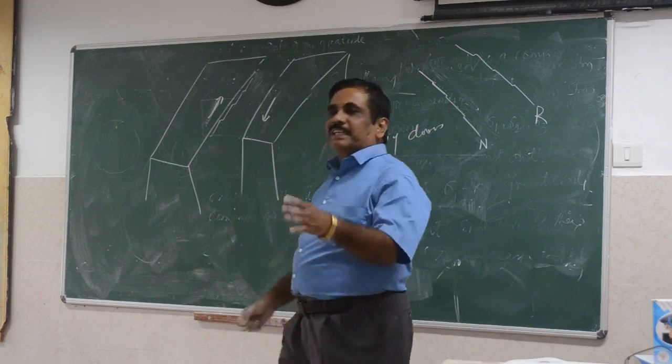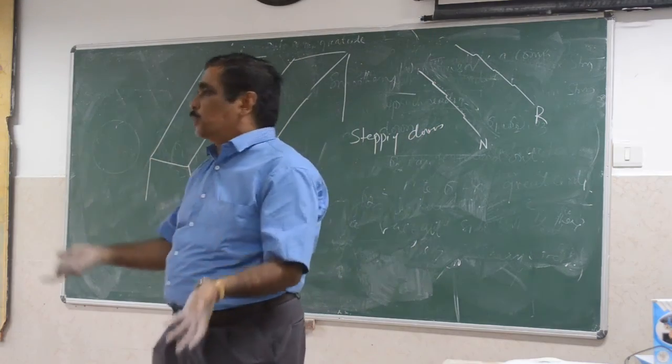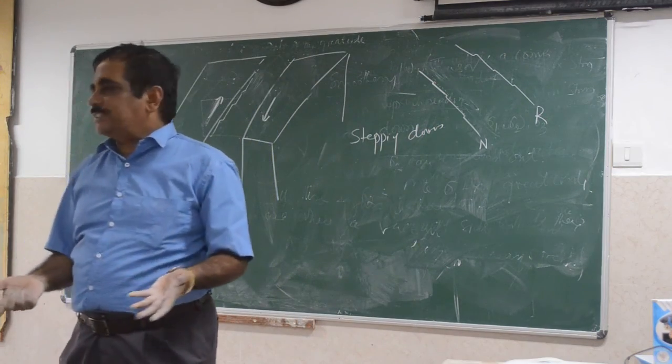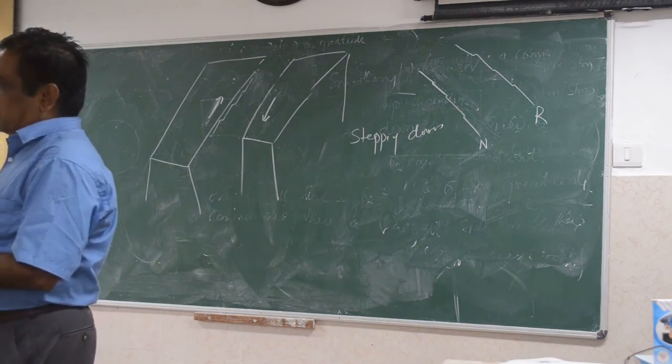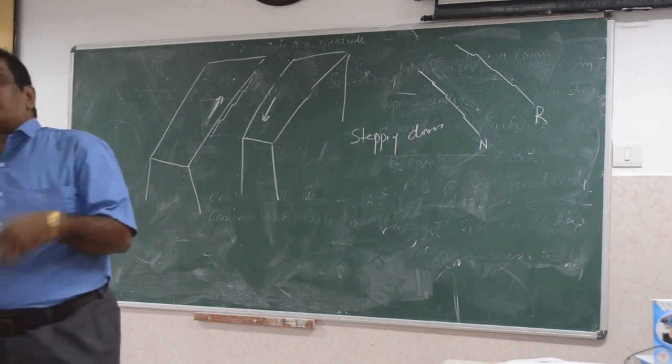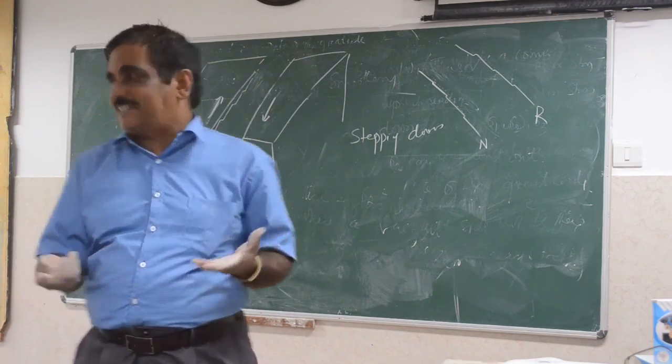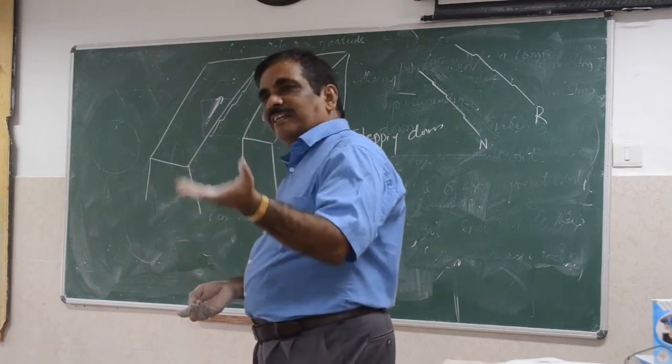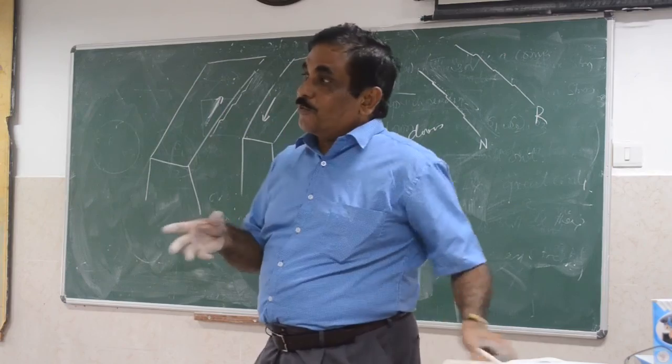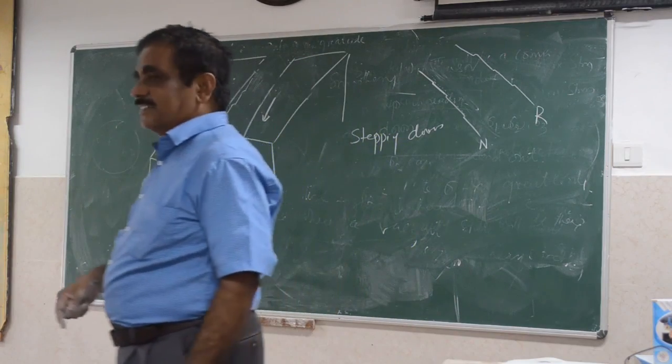That means what you are basically asking is how it is produced. Why are these stepping-down features produced? Why are they produced like that? That is what you are asking. Similarly, unless you know the origin, why does it continue for such a long period? Happening.